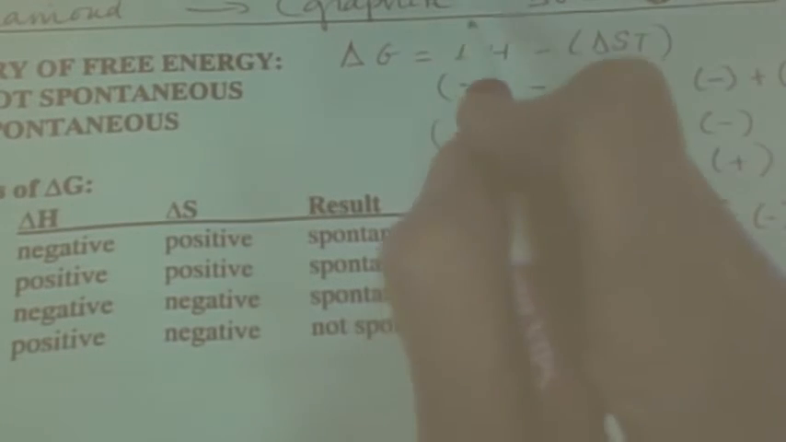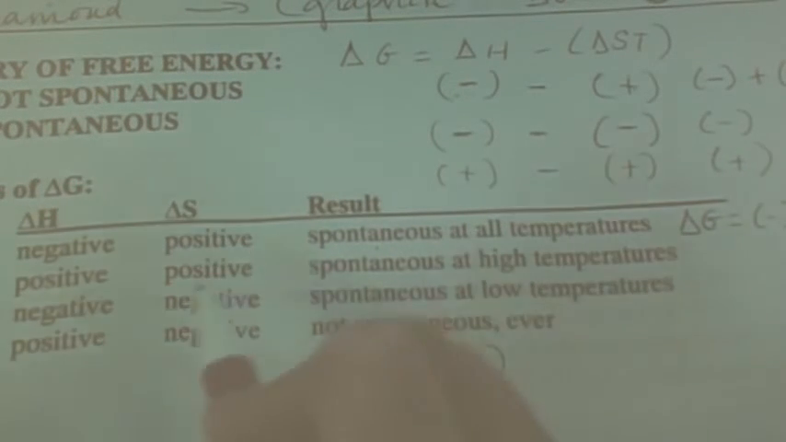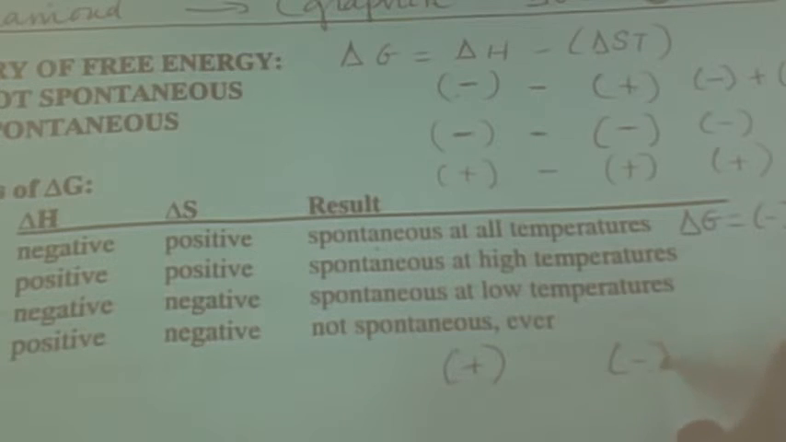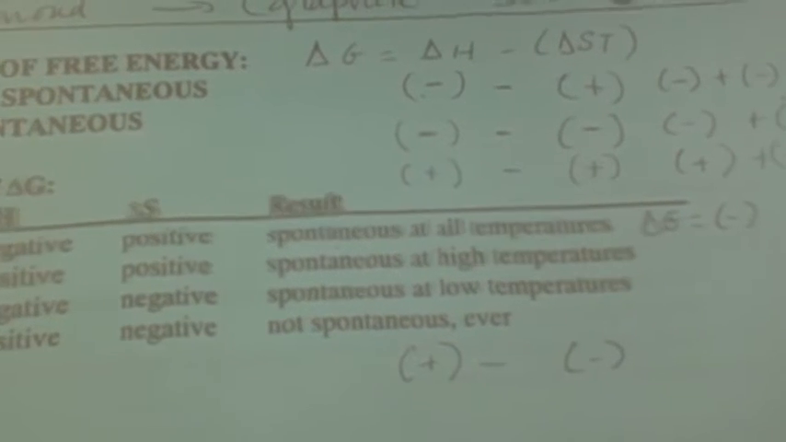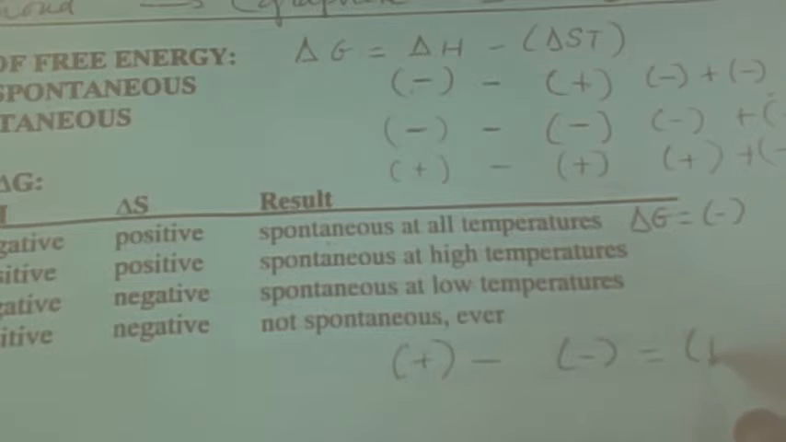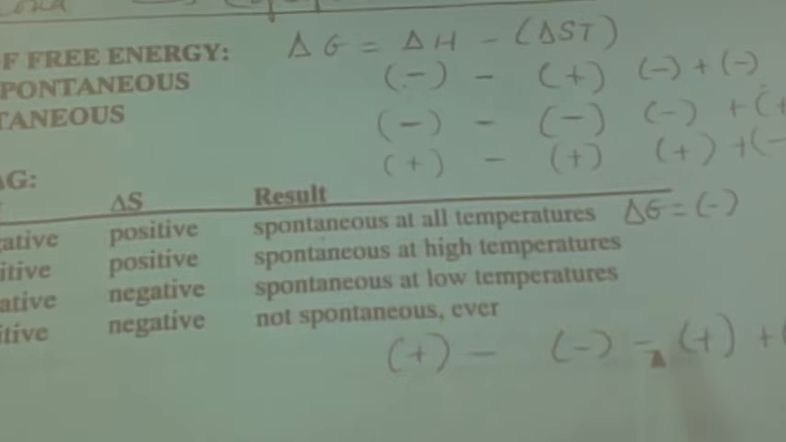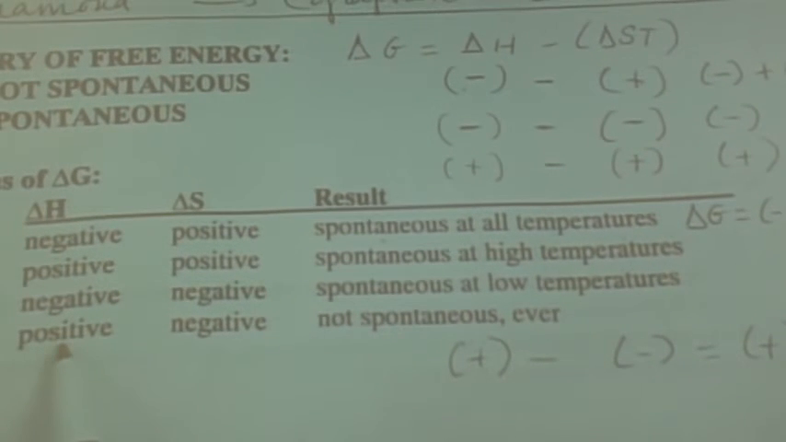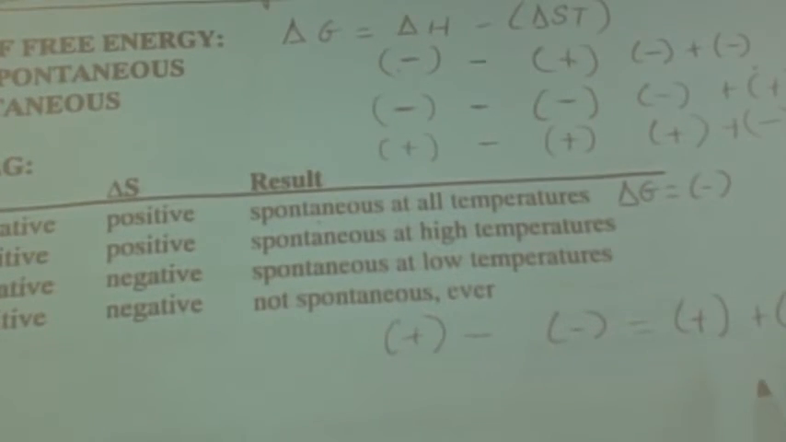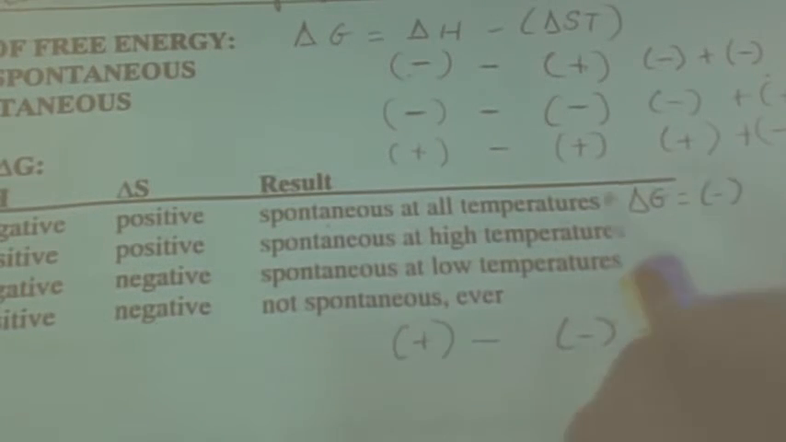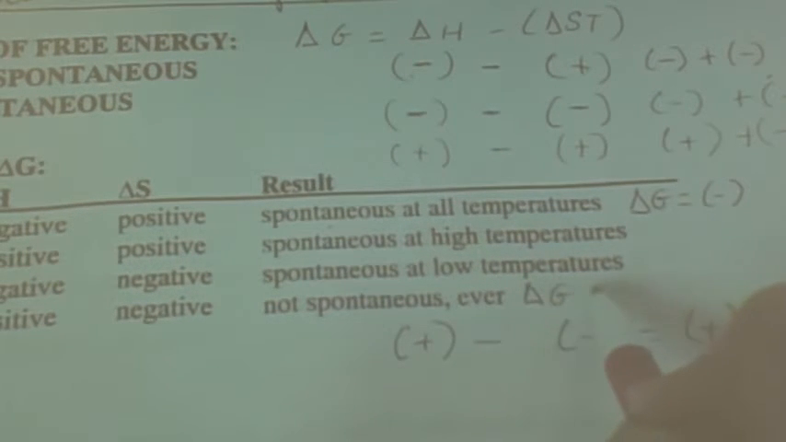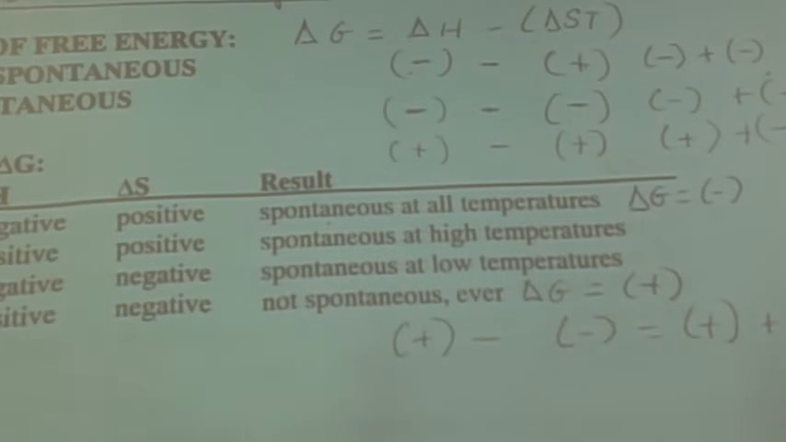Okay. Now, let us take the one other situation I never did. When delta H is positive and delta S is negative, that would be the same as taking a positive number and adding a positive number. Is that correct? Okay. So when delta H is any value that's positive and delta S is any value that's negative, there's no way you can get a delta G value that's a negative number. It's always a positive number. Do you see that? Okay.